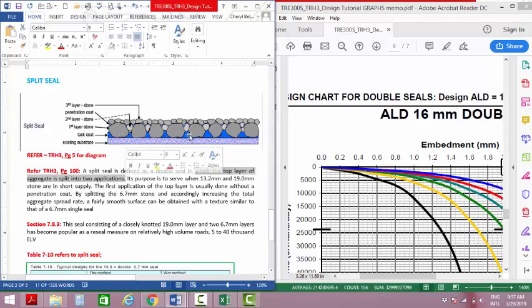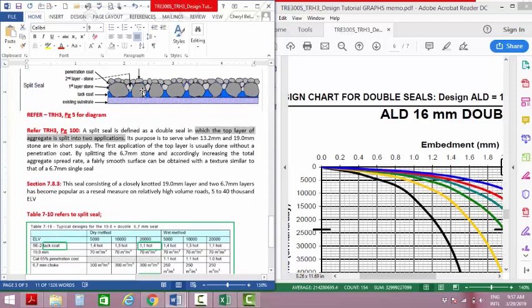So basically, once the big stone is laid down, it's filled in with a 6.7 mil stone immediately. Now, if there is no binder anchoring the first layer of 6.7 mil stone, it's known as the dry method. Whereas if they put a bit of emulsion down between the first layer of 6.7 stone and the big stone, it's known as the wet method.